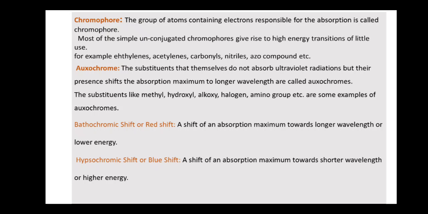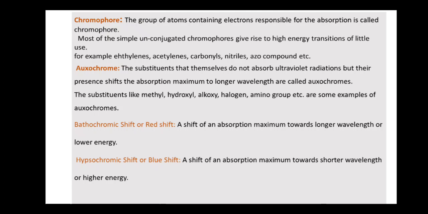Now, oxochromes. The substituents that themselves do not absorb ultraviolet radiation, but whose presence shifts the absorption maximum to the longer wavelength, are called oxochromes. Substituents like methyl, hydroxyl, alkoxy, halogen, amino groups, etc. are some examples of oxochromes.